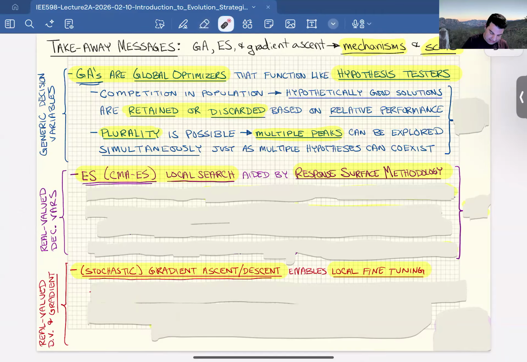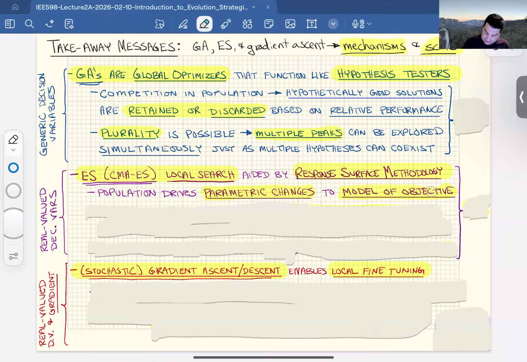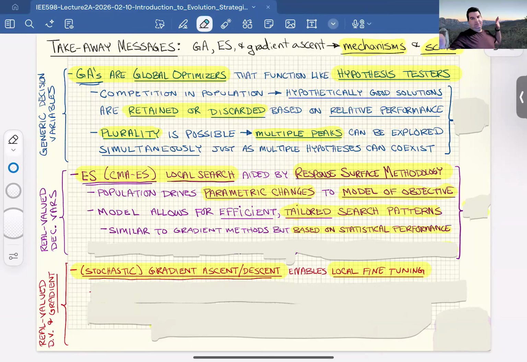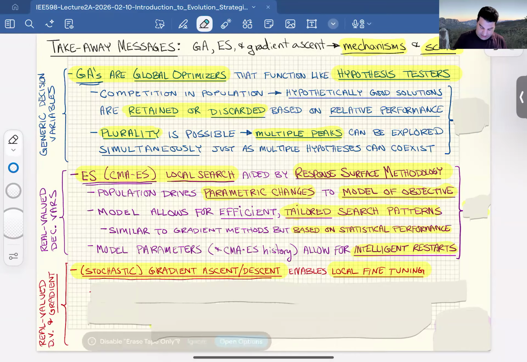Contrast that with ES. ES is not a hypothesis tester. It's a local searcher, which could be turned into a slow global searcher with the adaptive restarts, which is much more like response surface methods, another framework in statistics and design of experiments. So the population drives parametric changes to a model of the objective, and that model allows for more efficient, tailored search patterns where you can make mutations that have large step sizes in some directions and small step sizes in others. This is very similar to gradient methods, but they're based on statistical performance, not on the actual gradient information.